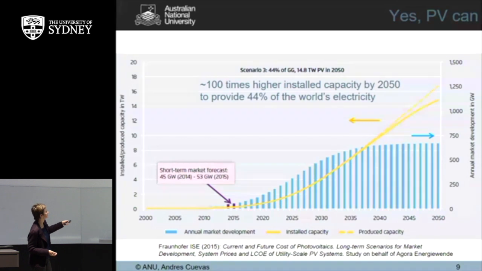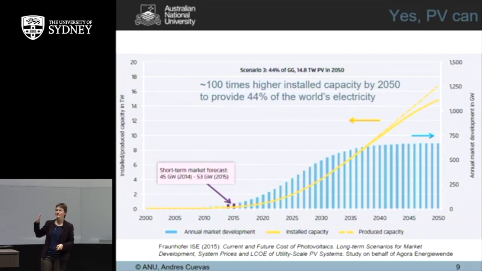And you can see here, this is the annual market deployment in gigawatts. This is the amount that you're installing each year in the blue, and in the yellow, how much you've installed overall. So you can predict this into the future. Here we are, somewhere around here. If we keep increasing each year at the same rate that we've been increasing, and then sometime around 2030 or so, we level off and we keep just installing the same amount each year, we can predict that by 2050 or so, we could be producing around 44% of the world's electricity using solar.